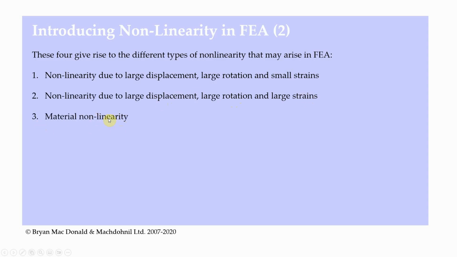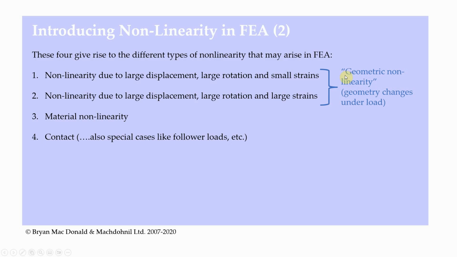Okay, so we don't have to use a linear material that obeys Hooke's law. We can use different types of material. And the last one is really concerned with contact, but also includes some special cases like follower loads and things like that. So these first 2 here are often grouped together and are called geometric nonlinearities. And essentially what these are both saying is that the geometry changes under load, or due to the applied load we get significant changes in the geometry. And again, the last one here, the contact, is essentially saying that the load changes with deformation.